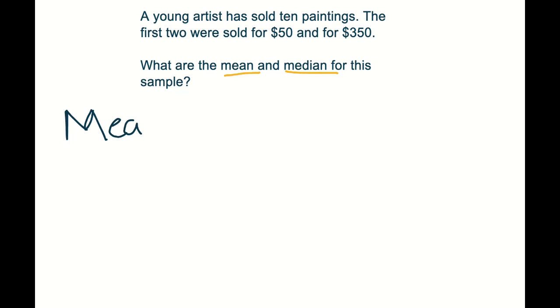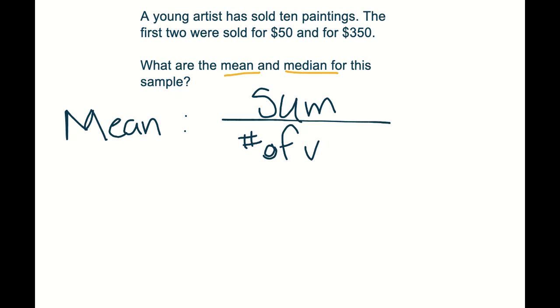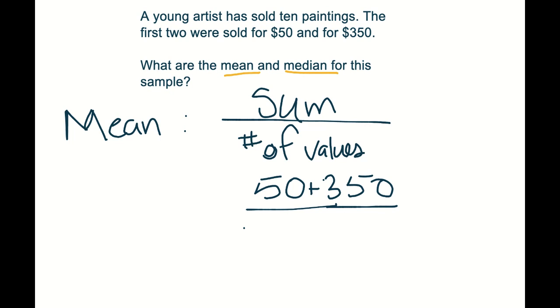Our mean, sometimes called the average, can be found by dividing the sum of all of our values by the number of values. So for our sum, what that means is I'm going to add 50 plus 350. Actually, let's move this beneath it. So I'm going to do 50 plus 350, divided by the number of values in our sample. There's only 2 values, those 2 numbers right there.